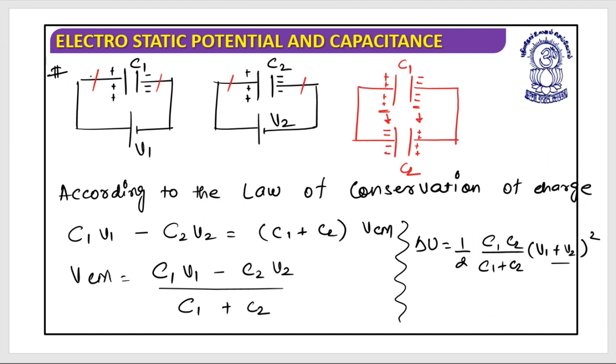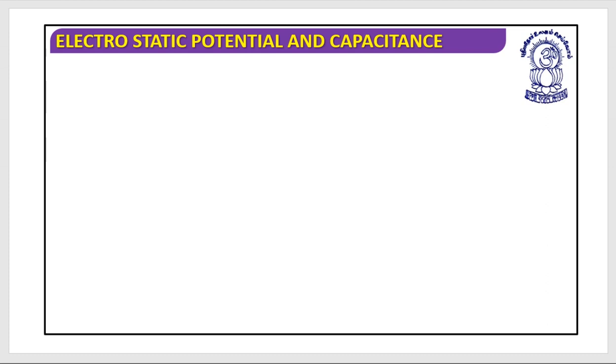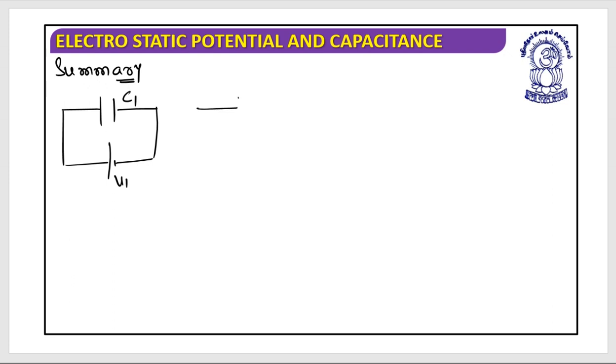Is it clear? So shall I summarize this and go to the questions? Let's begin then. Suppose now the situation is, as a summary, this: a first capacitor with battery V1, another capacitor with battery V2. Let's say initially they were connected something like this.